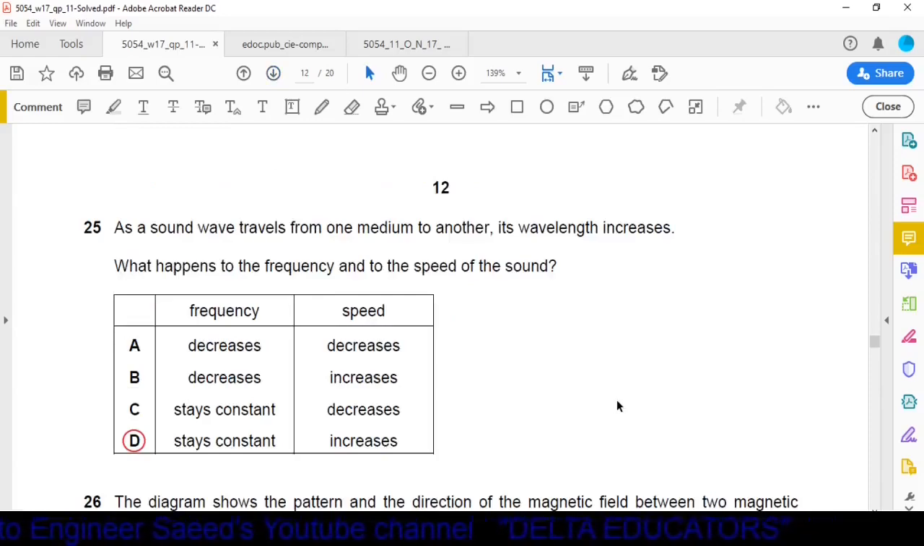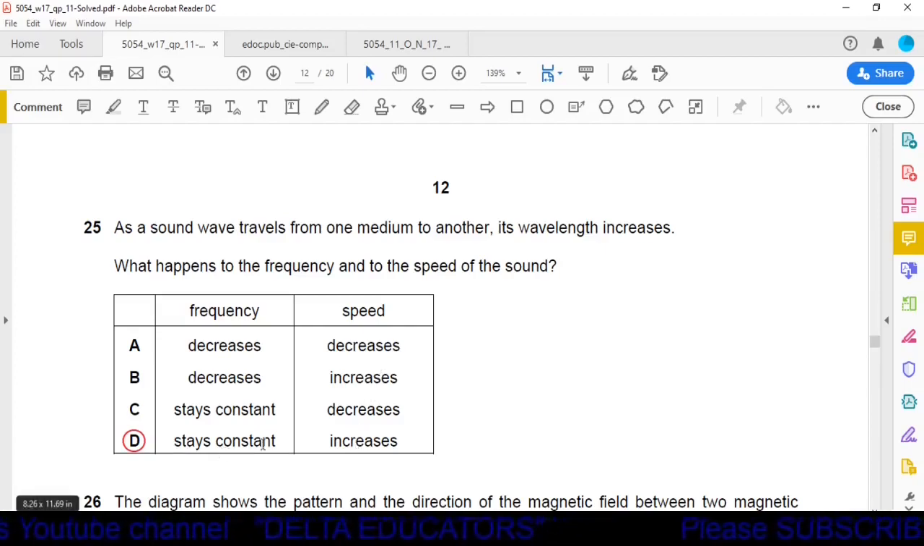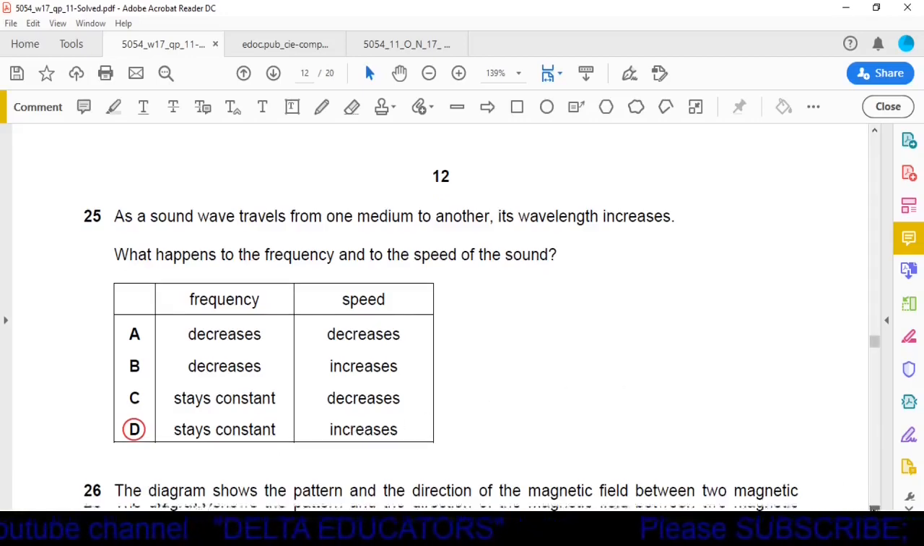Question number 25. As a sound wave travels from one medium to another, its wavelength increases. What happens to the frequency and to the speed of the sound? When sound waves travel from one medium to another, with the increase in wavelength, its speed increases, but frequency remains constant, and it is given in option D. So option D is the correct one. Frequency stays constant and speed increases. Correct option is option D.